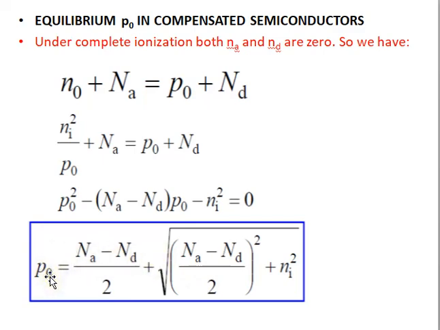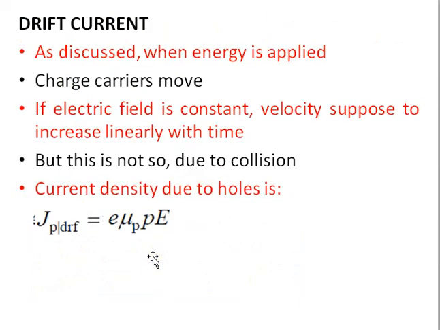But here, where I'm dealing with P0, I have Na minus Nd. So from these two formulas, we now move to what we call the drift currents. That is the amount of current that will flow in any semiconductor whenever an electric field is applied to it.